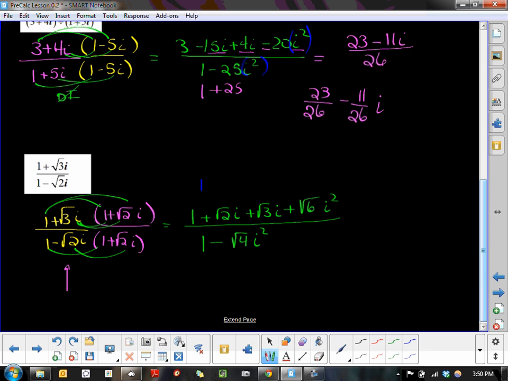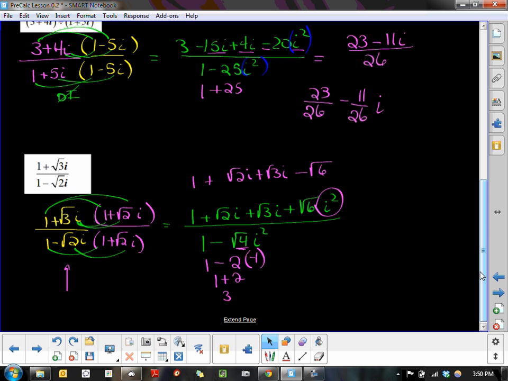Okay, so we've got some simplifying that we can do here on the top. What I'm going to do is write 1 plus the square root of 2i plus the square root of 3i. There's no way to combine those because you can't add a square root of 2 and a square root of 3, but you'll see we're going to do it a bit later. i squared is a negative 1, so that's going to be minus the square root of 6. On the bottom, the square root of 4 is 2, so it's 1 minus 2 times a negative 1, or a negative 2 times negative 1 is a positive 2, or 1 plus 2, which is a 3.